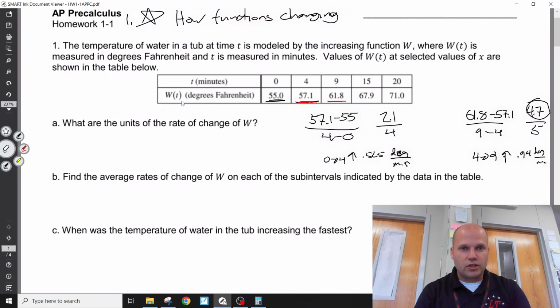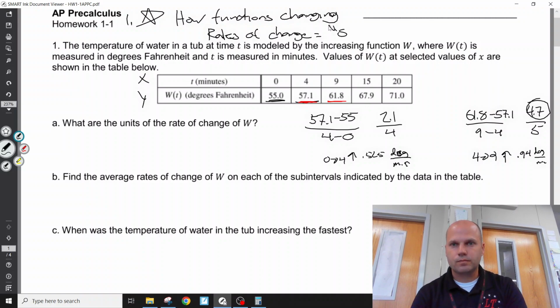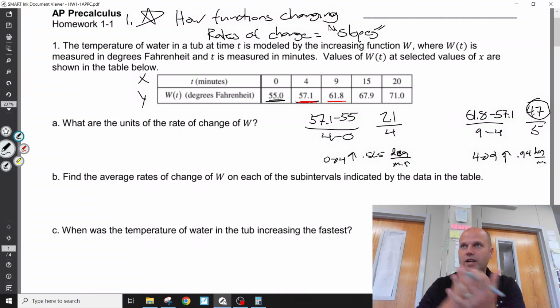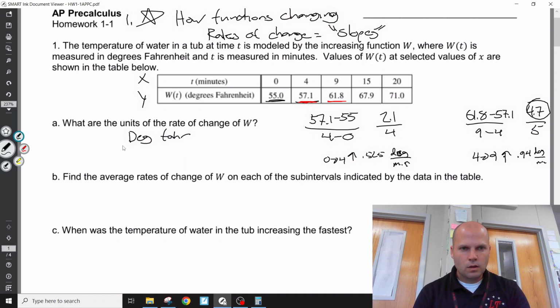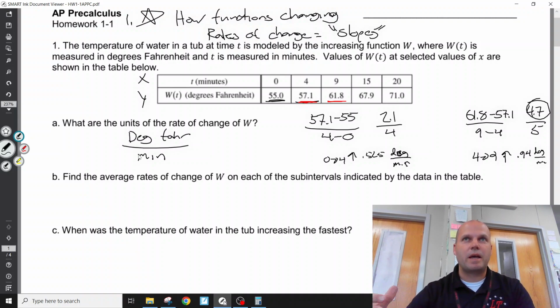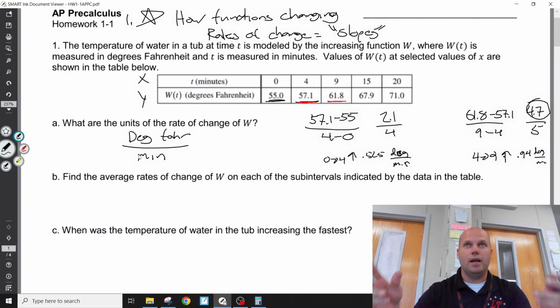This real world situation is all about the change in your Y's over the change in X's. You know this as slope. So rates of change, we are going to define as slopes. Rates of change are slopes. So we're going to find the change in our Y's over the change in X's. Here, the change in my Y's would be in degrees Fahrenheit over the change in X's, which would be minutes. We'd see we are increasing this many degrees per minute on average, or decreasing this many degrees per minute on average.